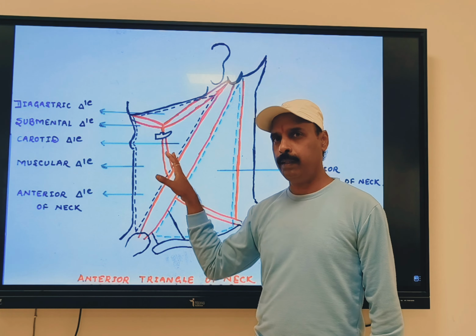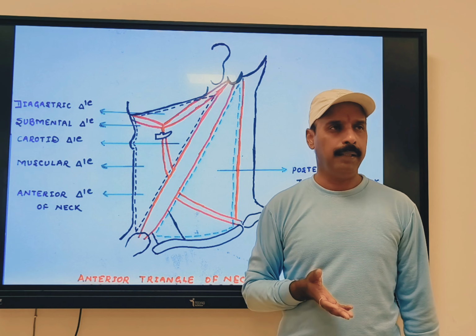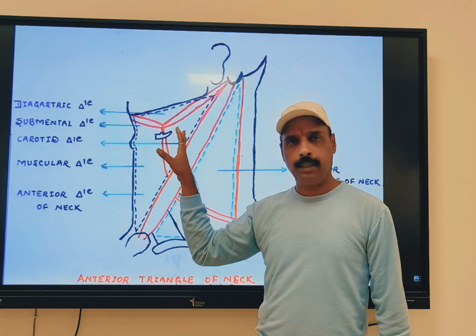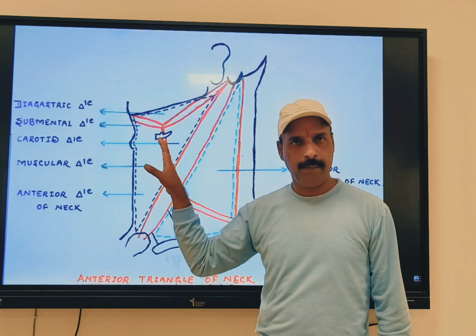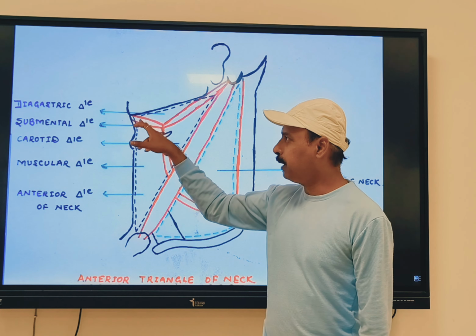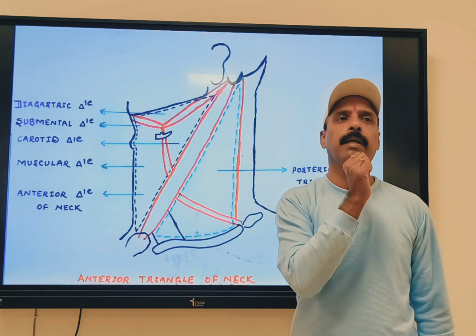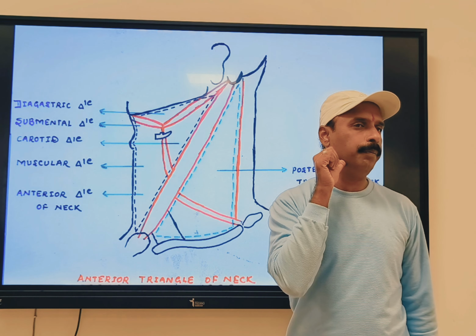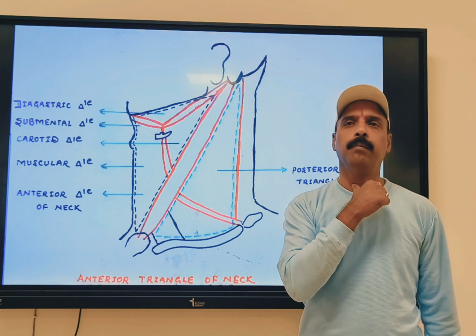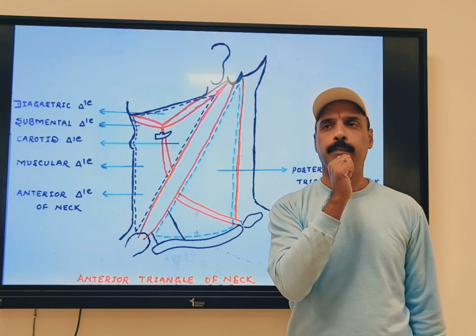So this is all about the introduction of the quadrilateral space of the neck. Then I have told the anterior triangle of the neck and its boundaries, then the subtriangles of the anterior triangle, then the suprahyoid and infrahyoid muscles. The first triangle we are going to deal with is the submental triangle. So the regions are submental, submandibular, carotid and muscular.